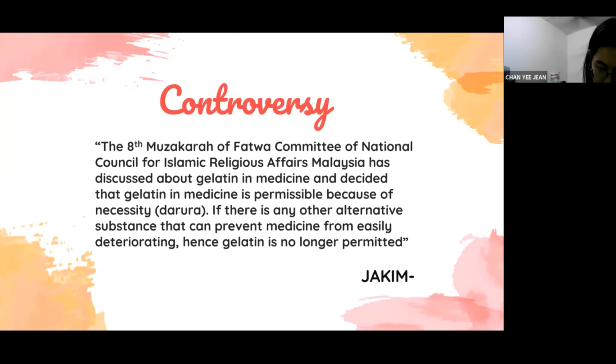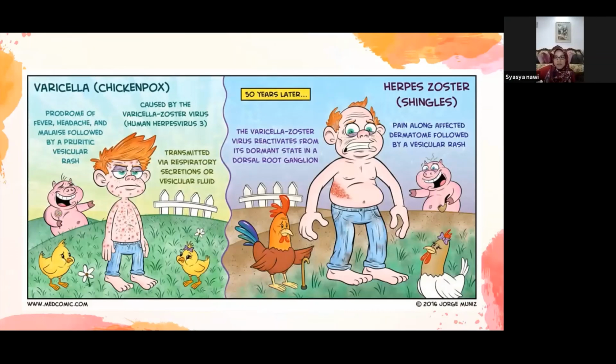Okay, lastly, this is just a quick review. In short, varicella is chickenpox, which usually occurs in children. But herpes zoster is shingles, which usually occurs in adults, usually more than 50 years old.